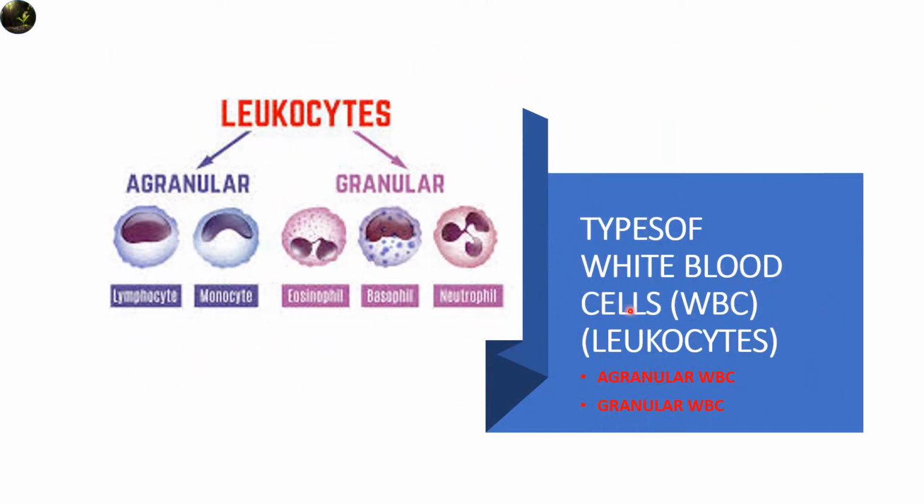Types of white blood cells. The technical term is leukocytes. There are mainly two types of white blood cells you can see. First one, granular WBC, that you can see here. These are granular WBC. Then the next one is agranular WBC. These three are granular WBC.